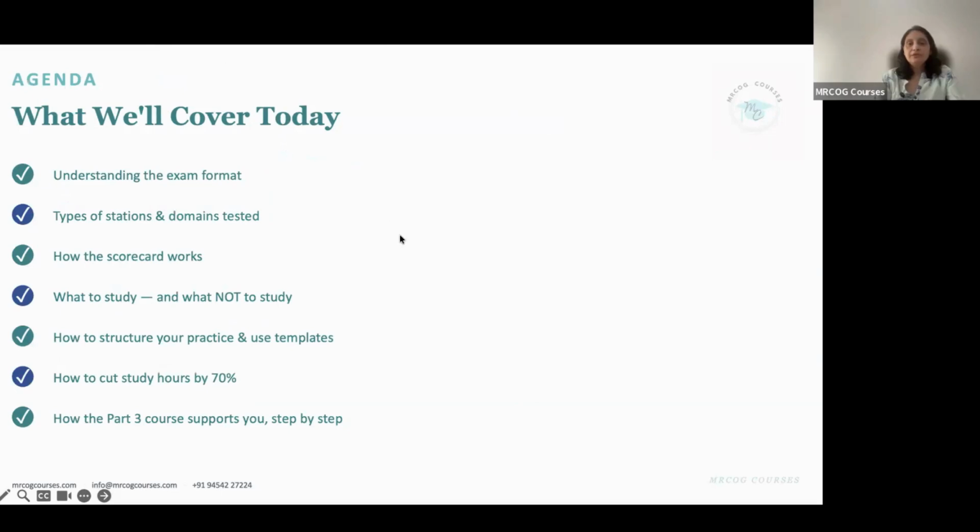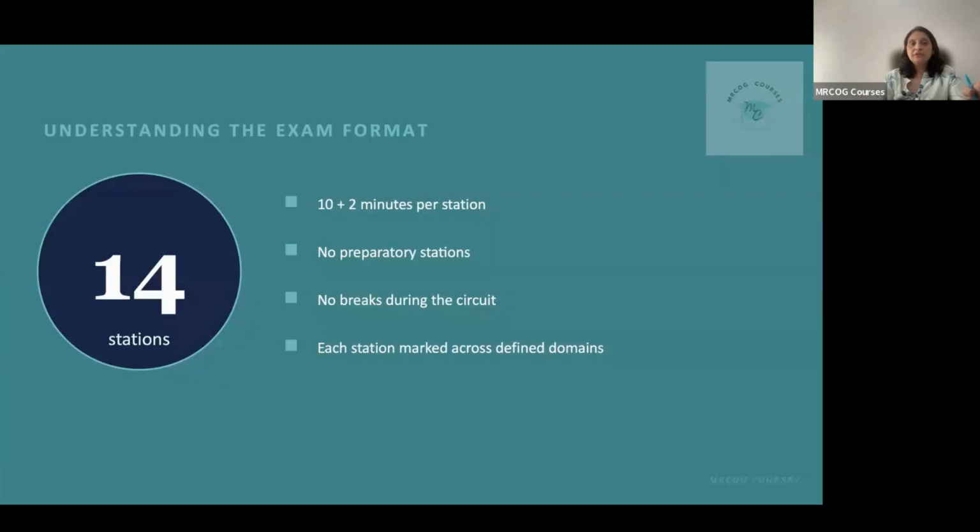Okay. So what we are going to talk about, I've already told many things about it, but still we are going to talk about understanding the exam format, types of stations and the domains tested, how the scorecard works, what to study and what not to study, how to structure your practice and use templates, how to cut study hours by 70%, and how the course supports you step by step. I think the last two questions I've already answered. We are going to see the rest of the things.